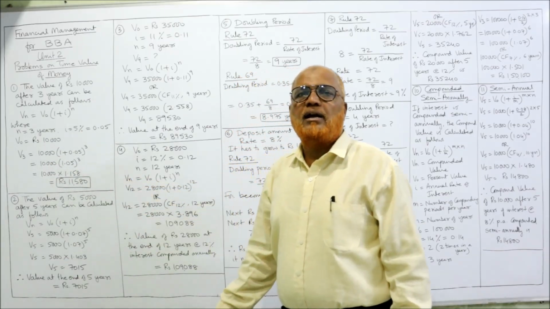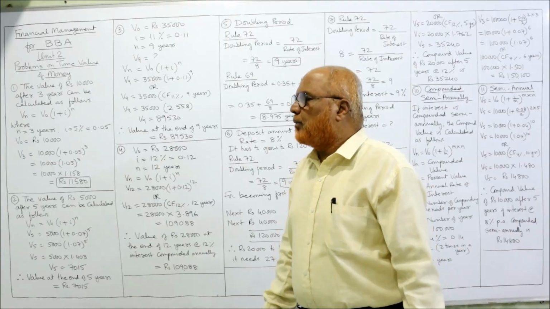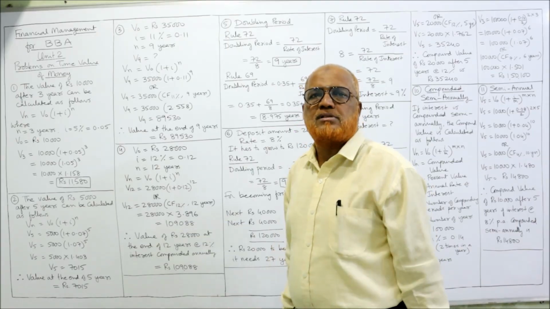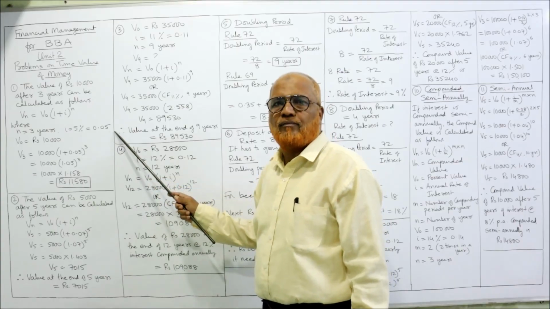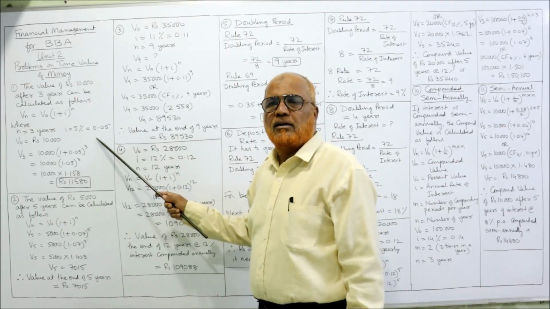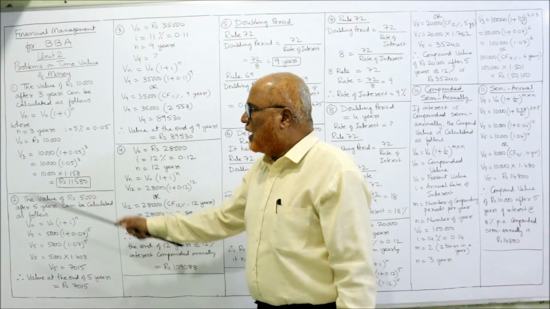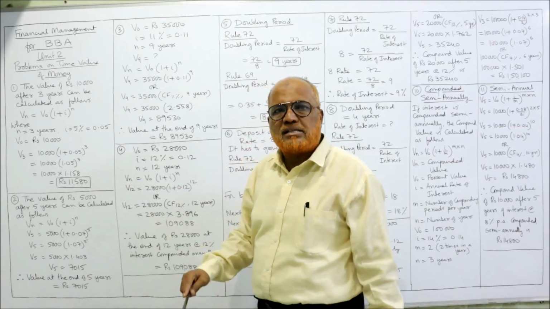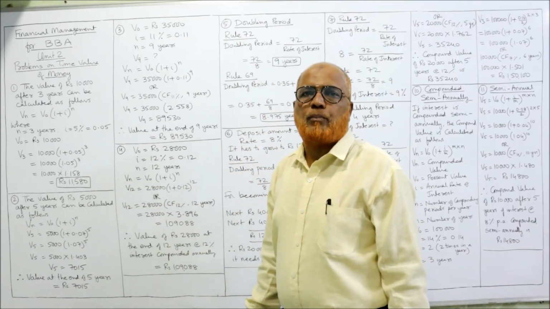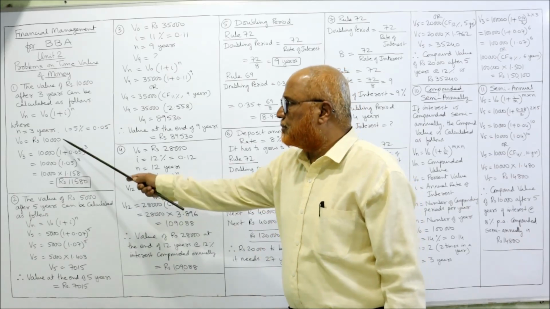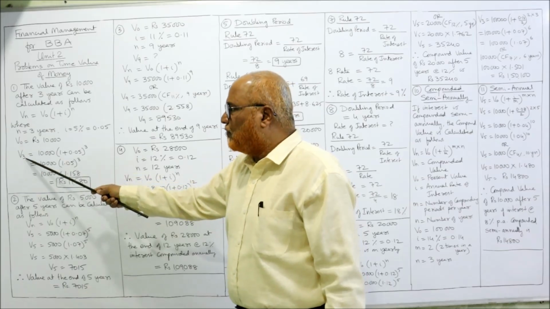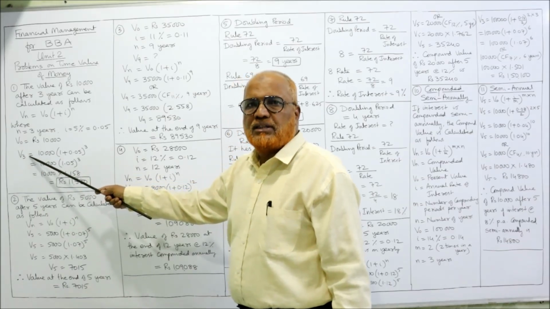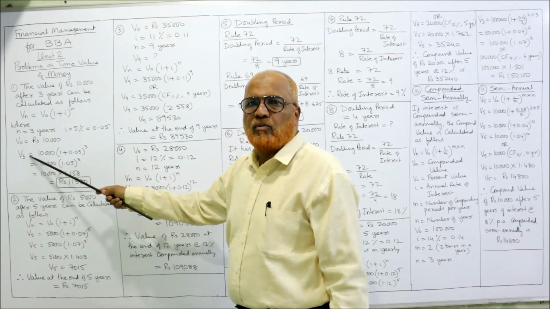i stands for interest rate. In the problem, the interest rate is given as 5% per annum. So 5% means 0.05, 5 divided by 100, you will get 0.05. And Vo means presently how much amount you are depositing, that is 10,000 given in the problem. Now we substitute Vo, so we need V3, the compound value after 3 years.